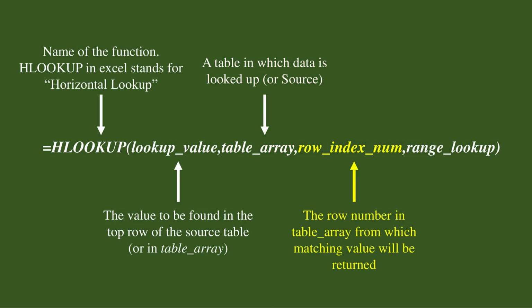As the third component, we have to specify the row index number. It means the row number in the table array from which the matching value will be returned. When doing the example, you can understand this clearly.